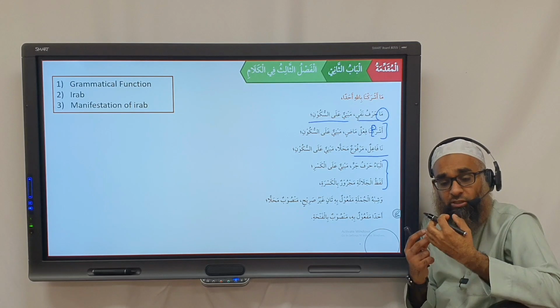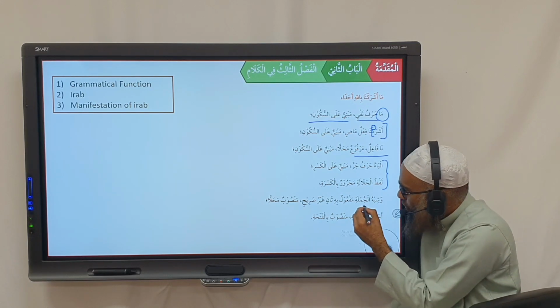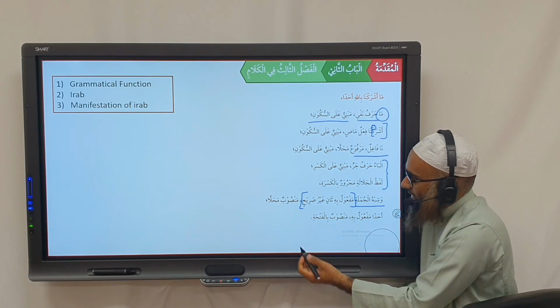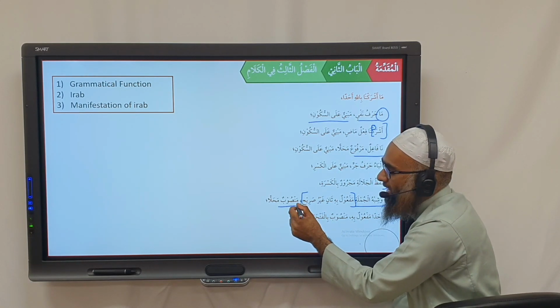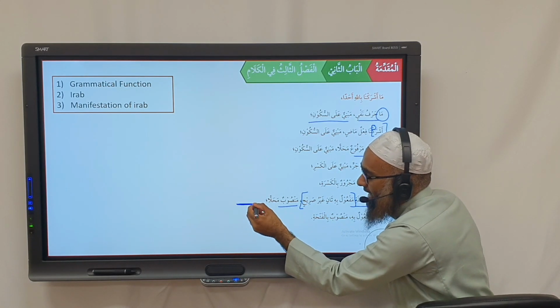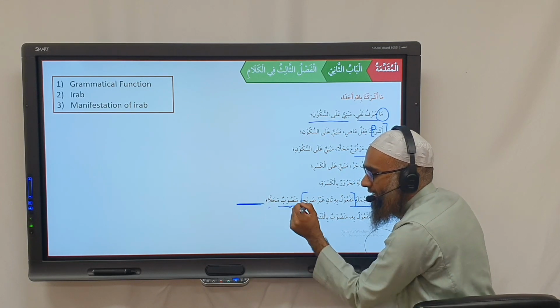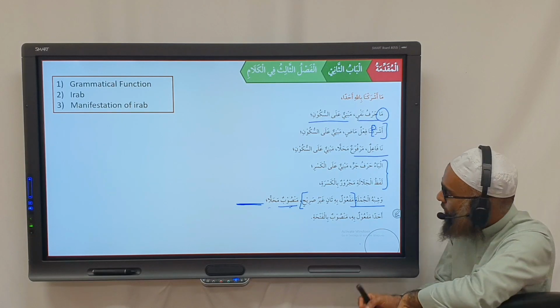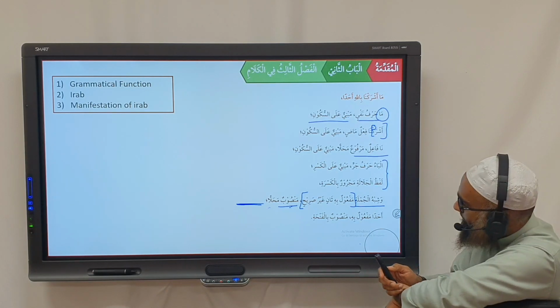What's the grammatical function of the shibul jumla? So the shibul jumla becomes what? You have to state what it's becoming. The state of that shibul jumla, and obviously there's no manifestation because it's mahallan. So it's mansub mahallan, or marfu'un mahallan, but usually mansub mahallan. Does that make sense? So when you have a shibul jumla, this is how you do this.